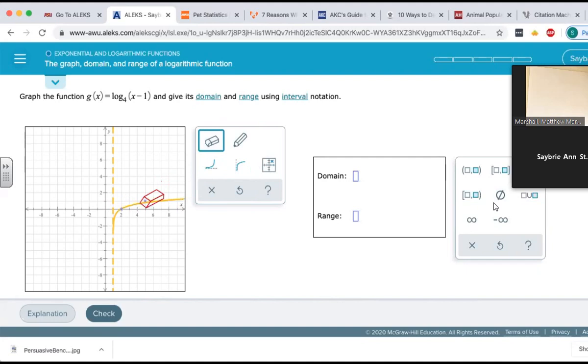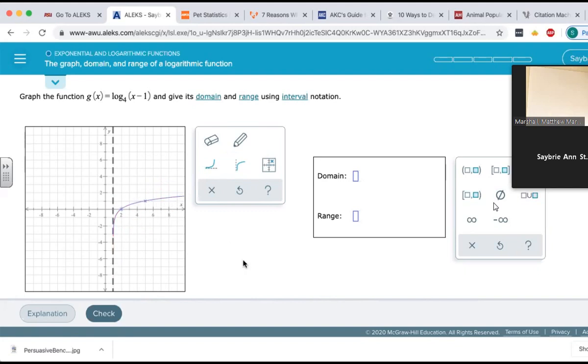Yeah, maybe to start all over. It's kind of weird. So 1 is the asymptote. There you go. And then 5, 1. Right there, perfect. That looks better.